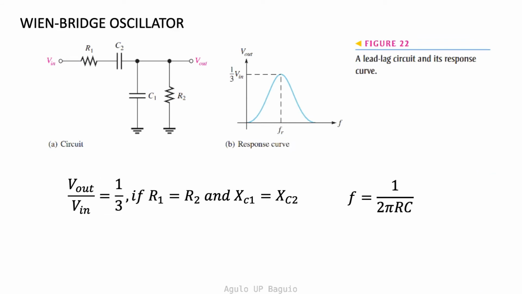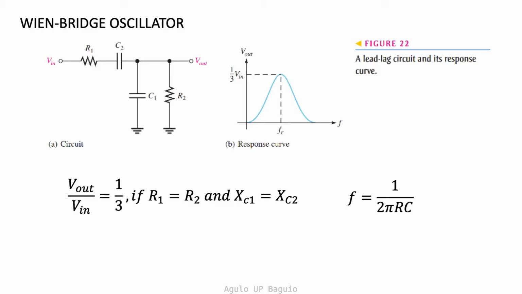Now let's consider how op-amps can be used as an oscillator and look at a few circuit examples. The circuit that we're going to study is called the Wien bridge oscillator, which produces low distortion sine waves over a wide range of frequency. To implement it, we use a lead-lag circuit, as shown in the figure.